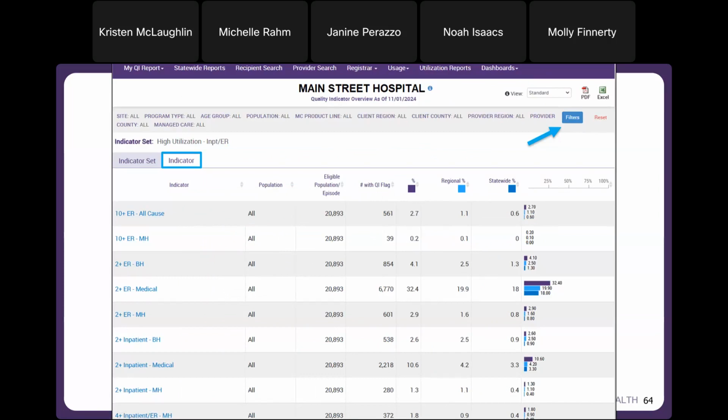All right, so now I'm going to drill in. That was just the entire indicator set. Let's see how my performance is per flag, per indicator type. So we can see here for this 10 or more ER all cause that of the 20,000 plus eligible population, about 560 have this flag of having 10 or more ER visits in the past year for any reason. So what happens when I want to apply a filter to this?